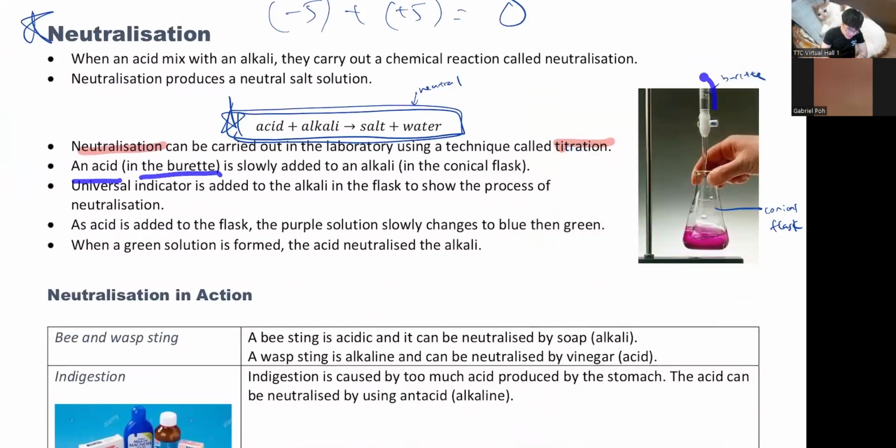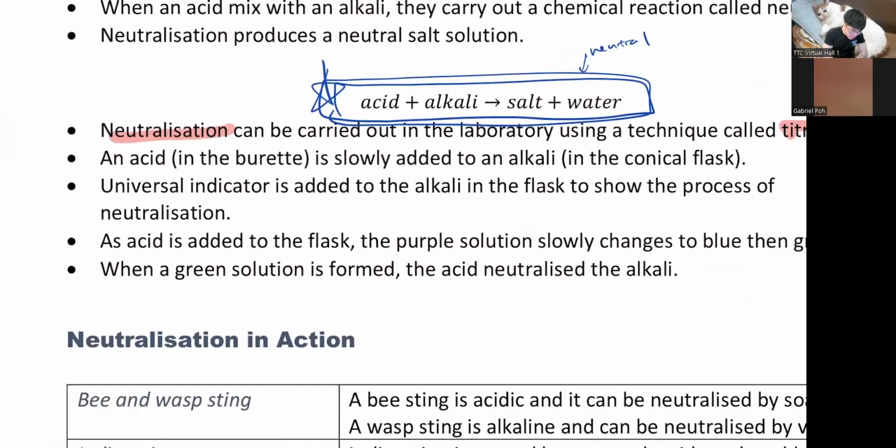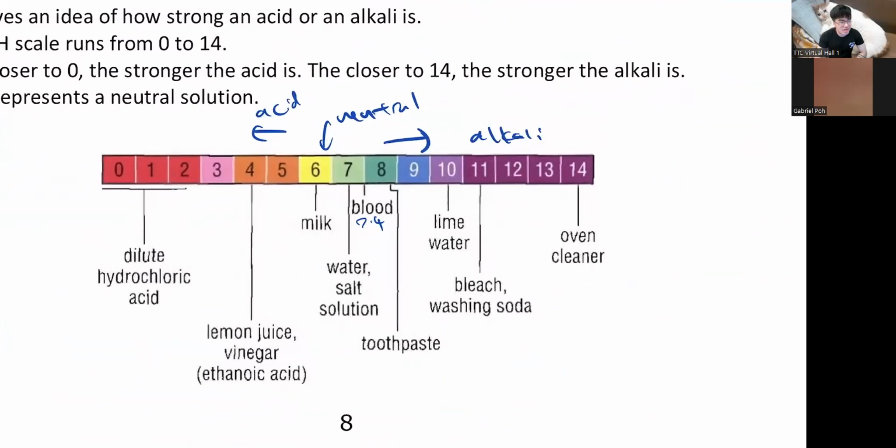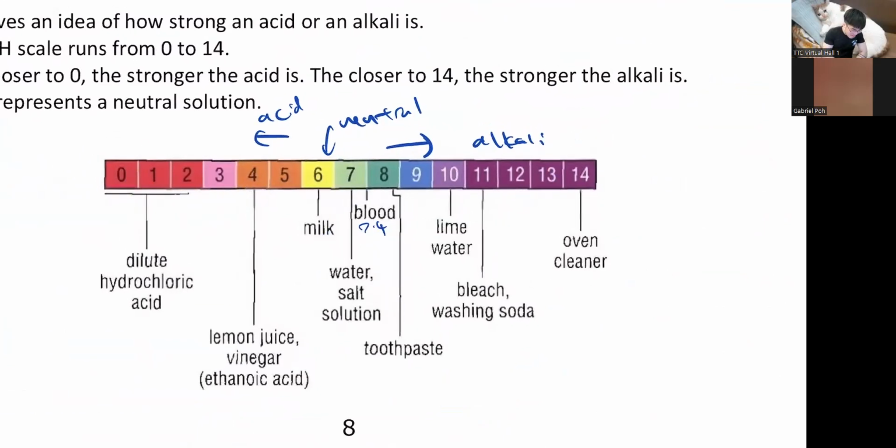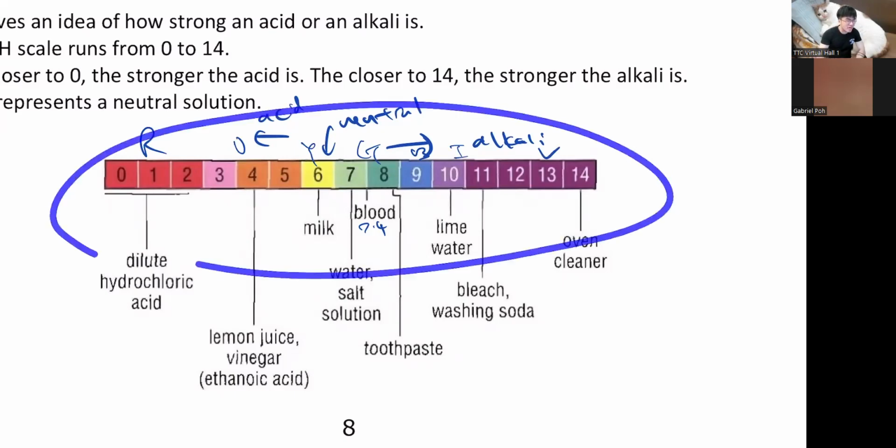So an acid in the burette is slowly added to an alkaline in a conical flask. Usually we use something called a universal indicator. You might say, sir, what is this? It looks something like this. Can you see the color just now? Neutral is green. The more you go towards acid is red. The more you go towards alkaline is purple. Can you see this is a rainbow? Red, orange, yellow, green, blue, indigo, violet. This is your universal indicator.